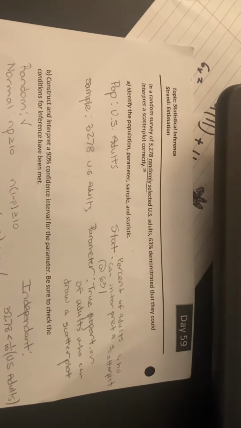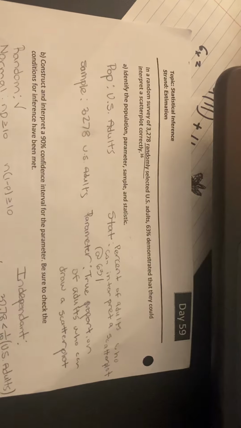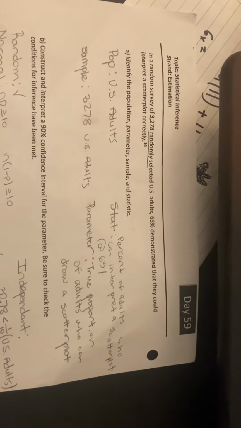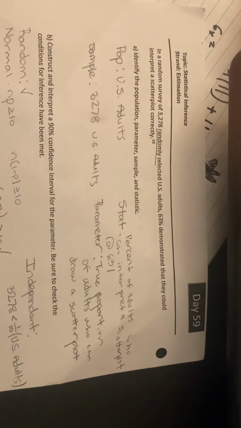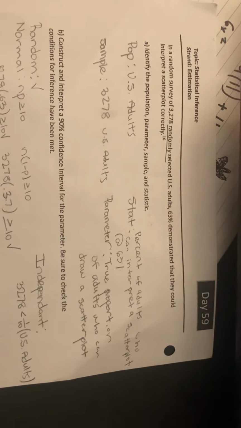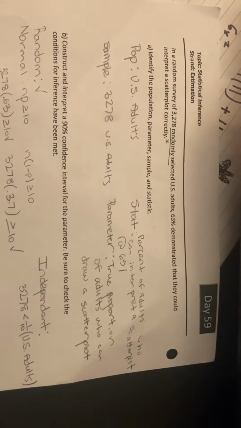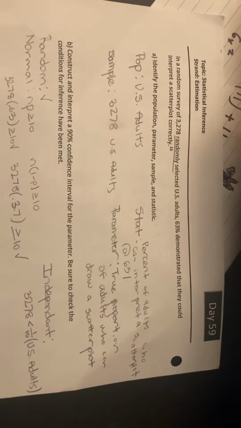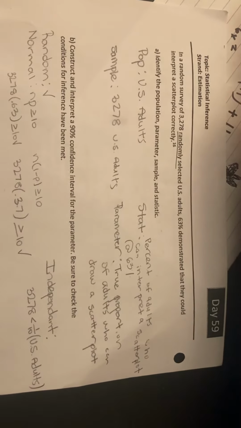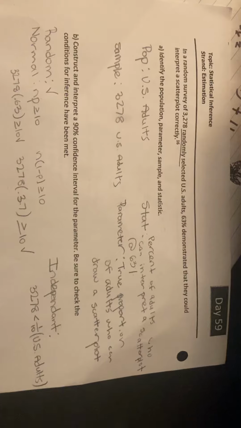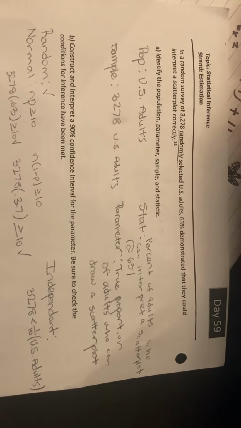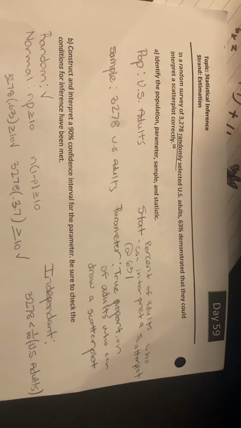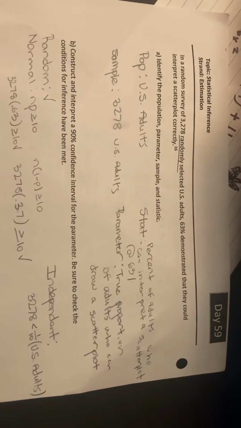In this video, I'm going over day 59 of the homework for Unit 6 for sampling distributions and confidence intervals. To start, we need to identify the population, parameter, sample, and statistic. We can start by saying that the population is U.S. adults and the sample is 3,278 U.S. adults. Next, the statistic is the percent of adults who can correctly interpret a scatter plot, which is given at 63%. And finally, the parameter, which is the true proportion of U.S. adults who can interpret a scatter plot.